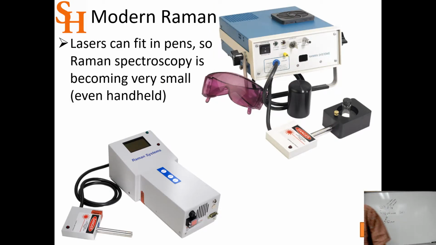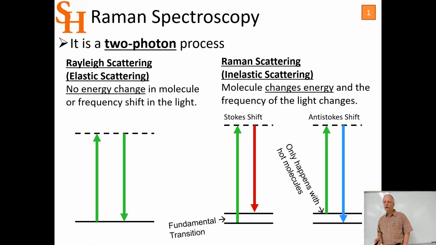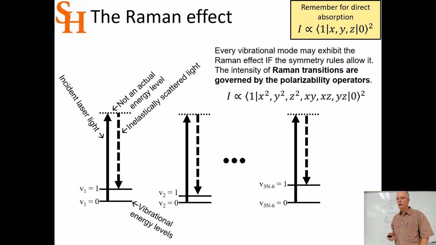Now the modern Raman, this is similar to what we have. We have these little handheld fiber optic Raman spectrometers. It's a 2-photon process, as we just took a Kahoot. We have the Rayleigh scattering on the left, which is much more probable. So you see a lot of green light. Then we had the Raman effect. We have Stokes shift and anti-Stokes shift. Now we have the possibility for all of these, for all 3n-6 vibrations, if the symmetry allows.